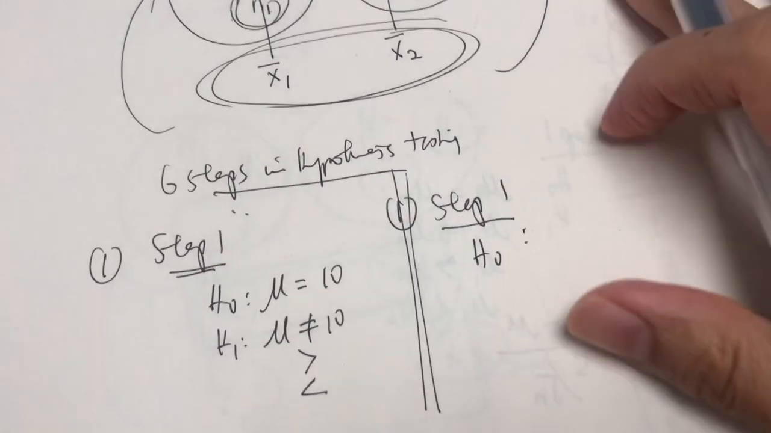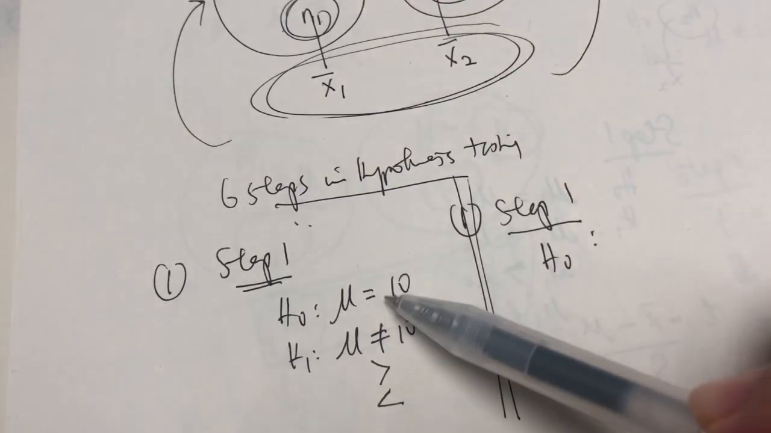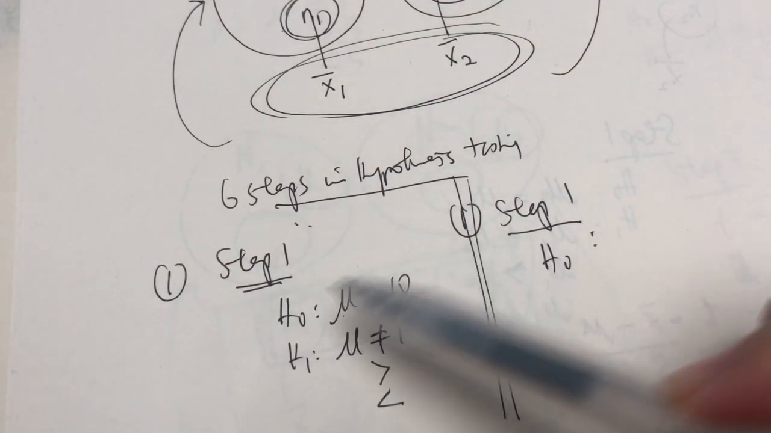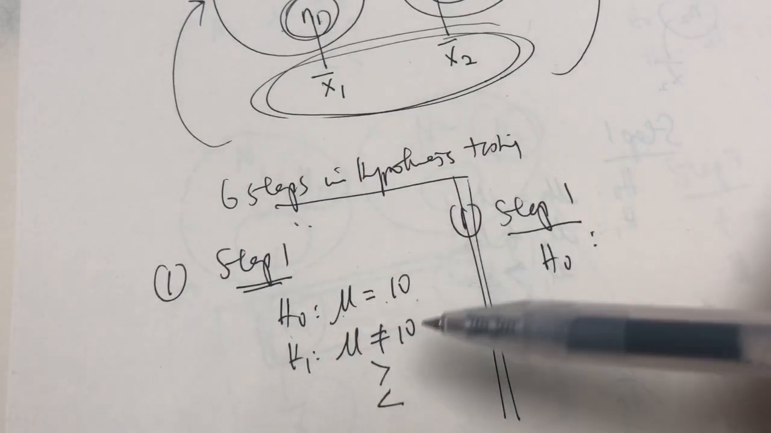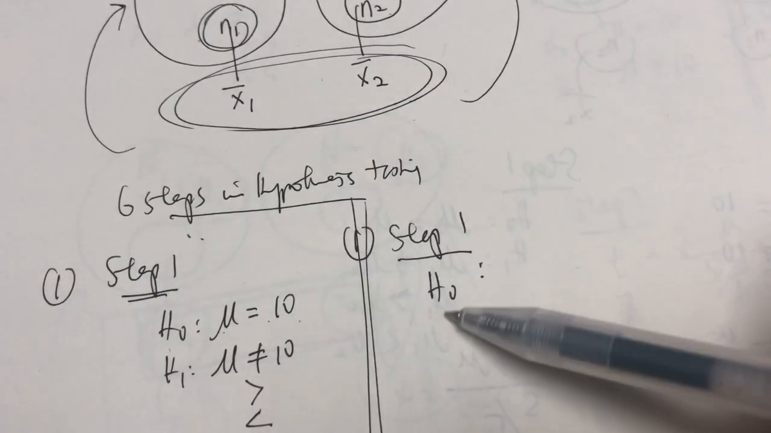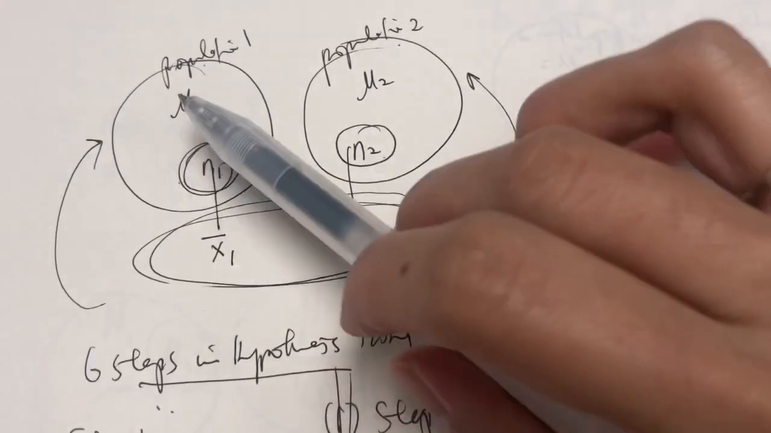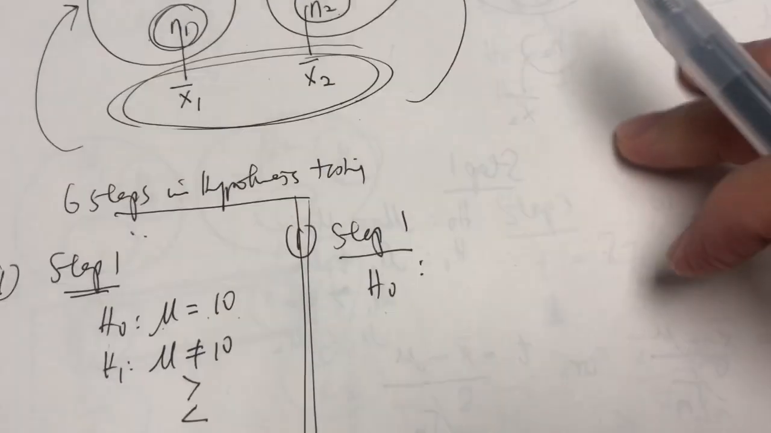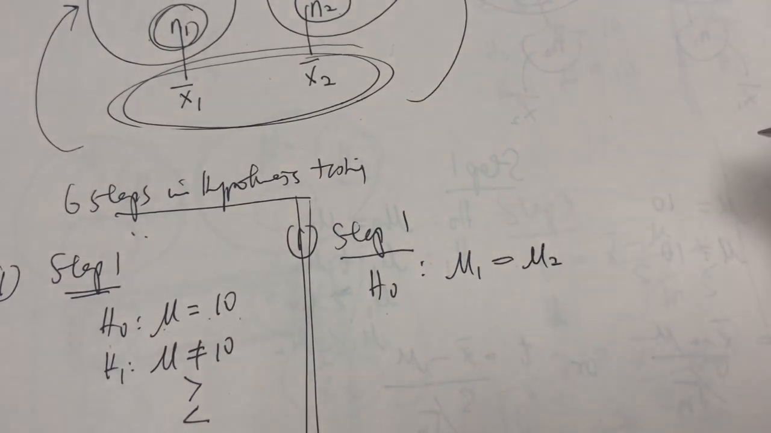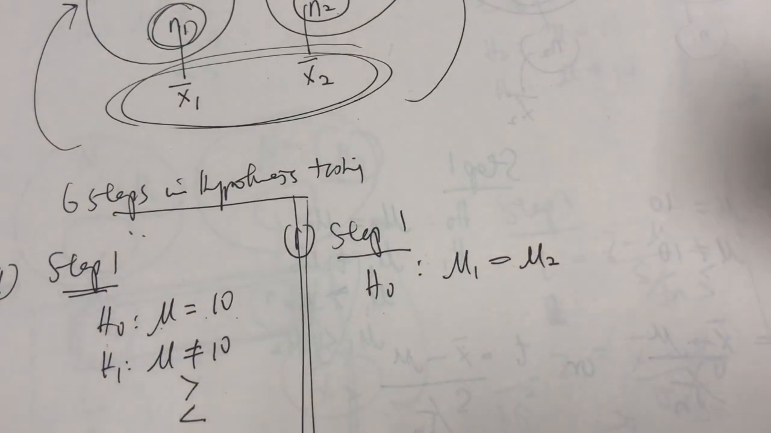This time around, as you can see here, we've got 2 mu's. So before we assumed that mu equals 10, because remember, that's the definition of the null hypothesis: what we assume to be true. So in this case, for the null hypothesis for a 2-sample test, we assume that these two are equal to each other. That is why we write it as mu1 equals mu2. Are they really equal to one another? We don't know. That is why we have to do the test.